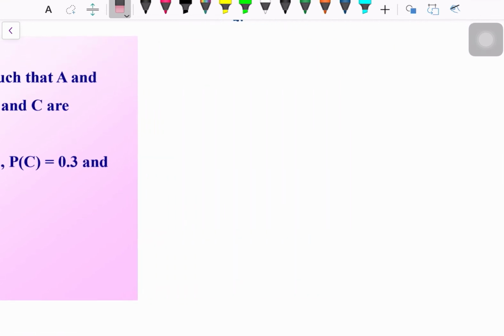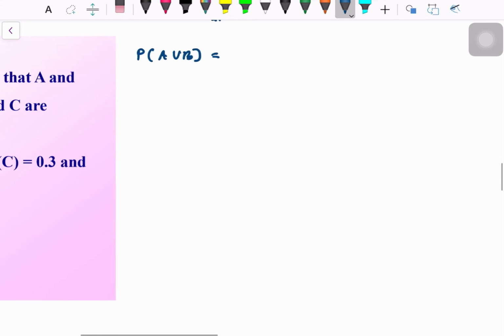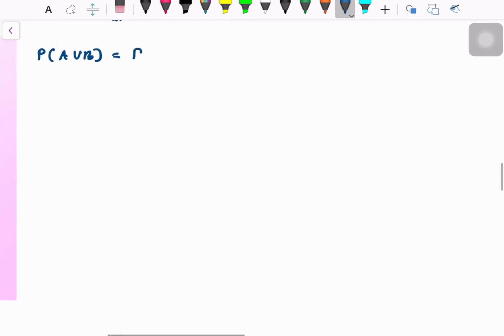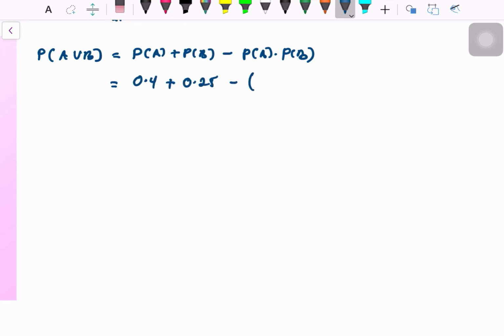Okay, so let's say that we are looking for the probability of A union B. Since we know that A and B are independent of each other, this will be equivalent to P(A) plus P(B) minus the probability of A times the probability of B. Then by substituting all these values, we have 0.4 plus 0.25 minus 0.4 times 0.25. Then after calculating these values, we have 0.52.